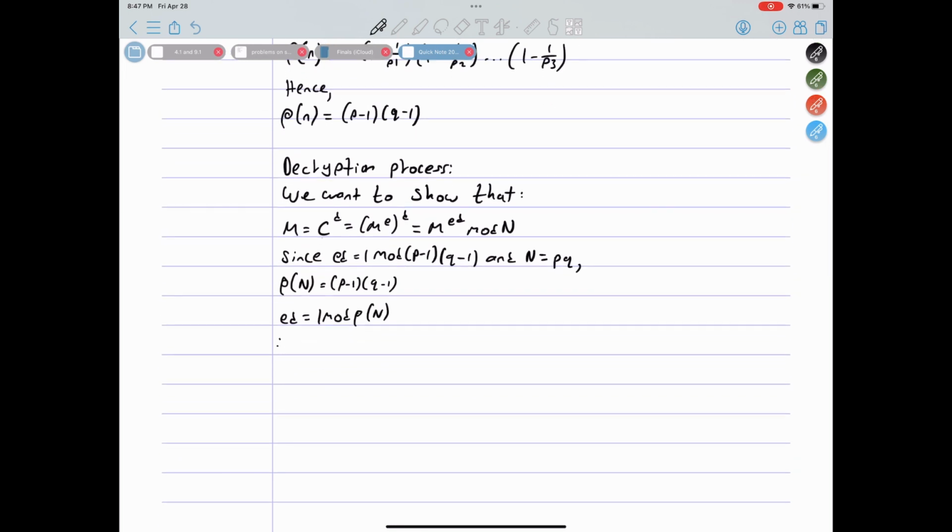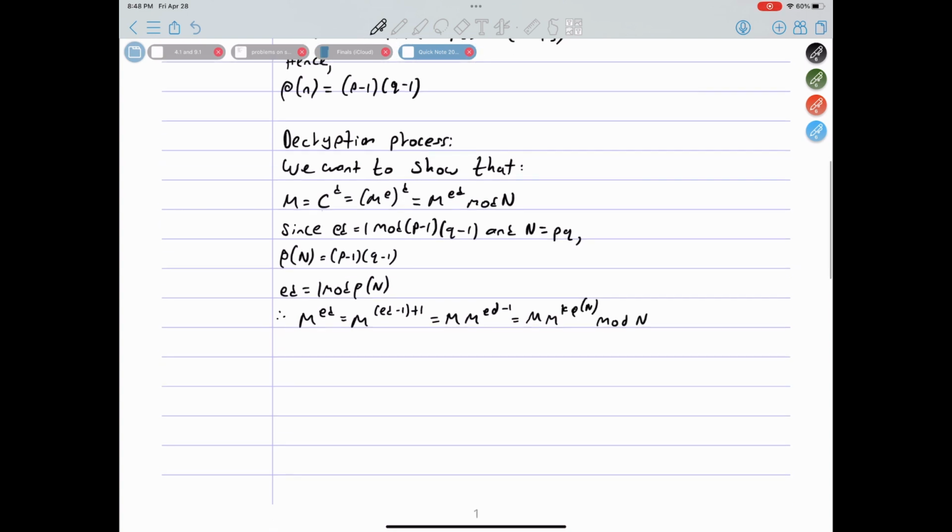Next, we use Fermat's little theorem to simplify the equation to m^(ed) equal to m times (m^(phi(n))) is equal to m mod n, which is equal to m. This implies that raising the ciphertext c to the power d and reducing it modulo n will recover the original message m. Overall, RSA encryption and decryption rely on the mathematical principles of prime numbers, modular arithmetic, and Euler's theorem to securely transmit information over insecure channels.